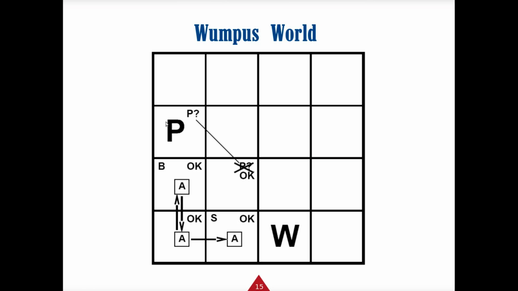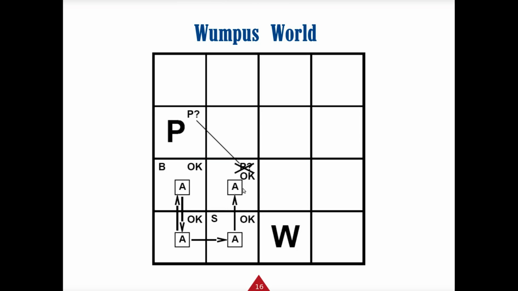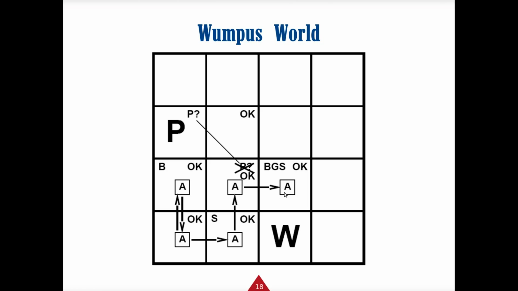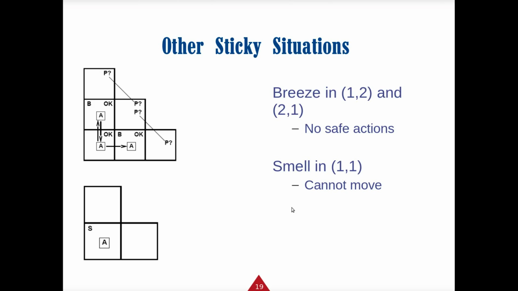So I'm going to move up to this spot. I don't smell or see anything, so I know this is okay. So I'm going to move to this spot. So I smell something because the Wumpus is right there. I feel a breeze, so I know there's going to be a pit either here or here. And I sense gold. I see something glitter, so I can pick up the gold. So the idea is if you don't have all the knowledge, you can move to different spaces and sense different types of knowledge. So there's some sticky situations that you can get into.